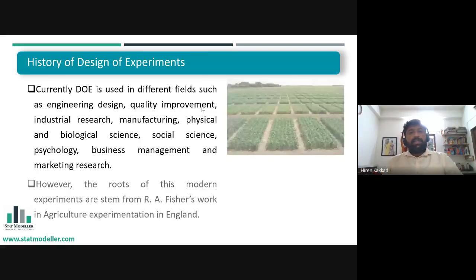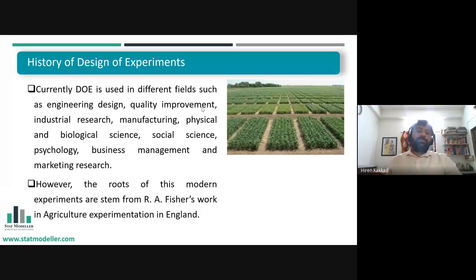Now if you look at the roots of it, the roots of modern experiments stem from R.A. Fisher's work in agriculture experimentation in England. Initially, this DOE concept was applied to the agriculture field, and then it was adopted by all these industries with some modification, and some things remained as they were, and likewise it evolved.